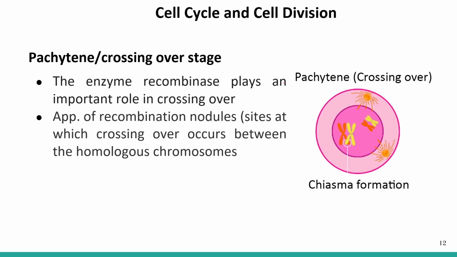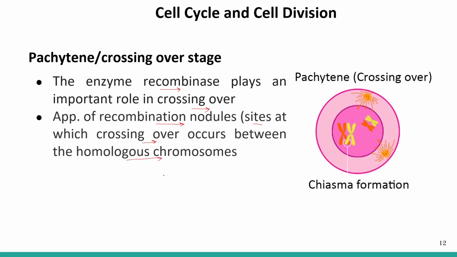Now, the enzyme responsible for the crossing over is known as recombinase. So the recombinase enzyme plays an important role during crossing over. And what happens? There is an appearance of recombination nodules during Pachytene. So recombination nodules appear on the chromosome during the Pachytene stage. And what are these recombination nodules? They are nothing but the sites at which crossing over occurs between the two homologous chromosomes.